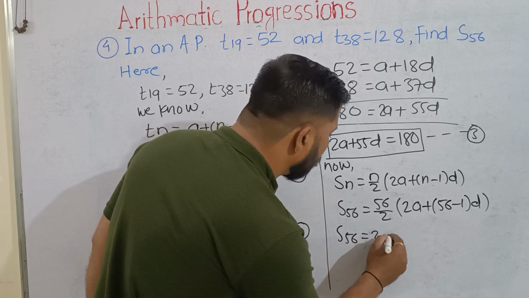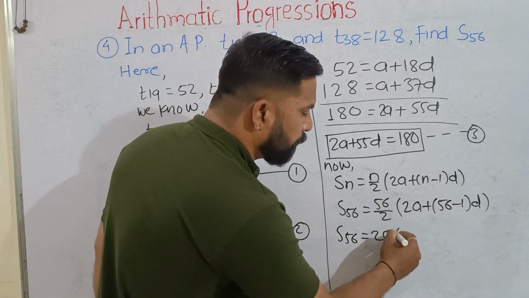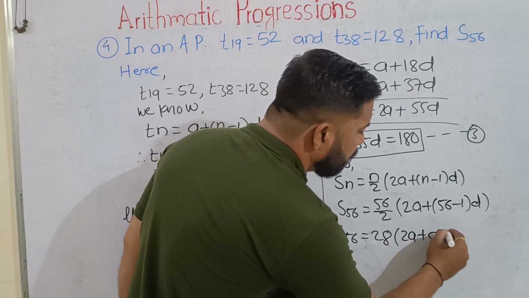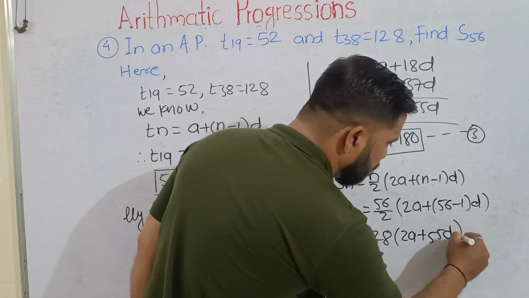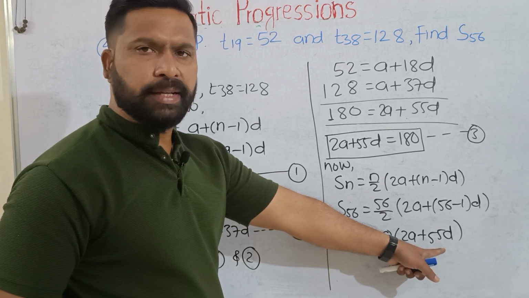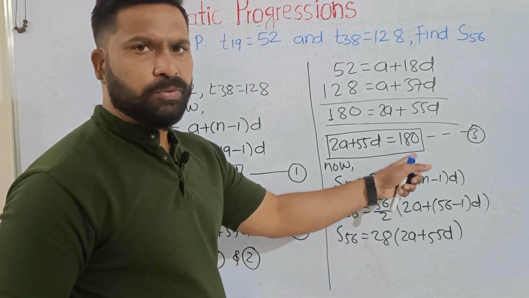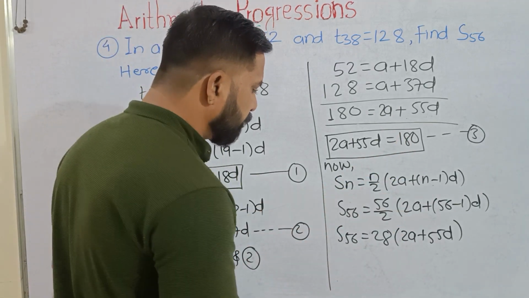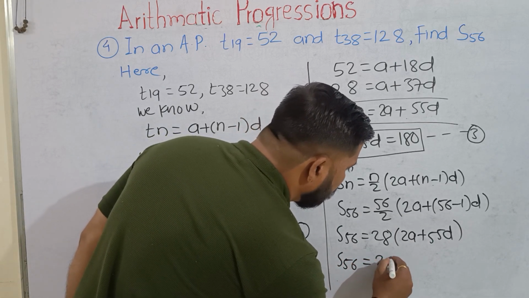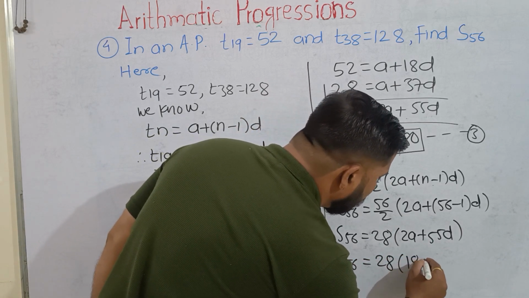S56 is equal to 28 is their division, 2a plus 55d. Will you tell me what is the value of 2a plus 55d? It is 180. So we just have to substitute it. S56 is equal to 28 into 180.